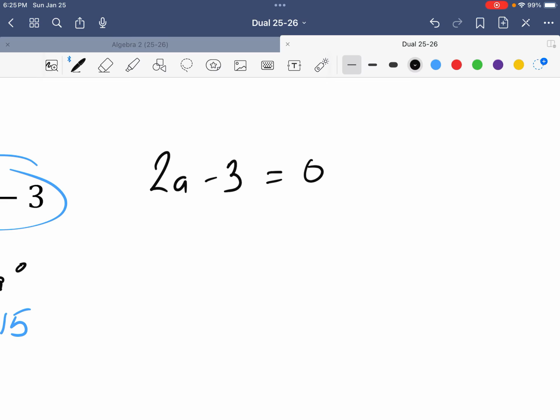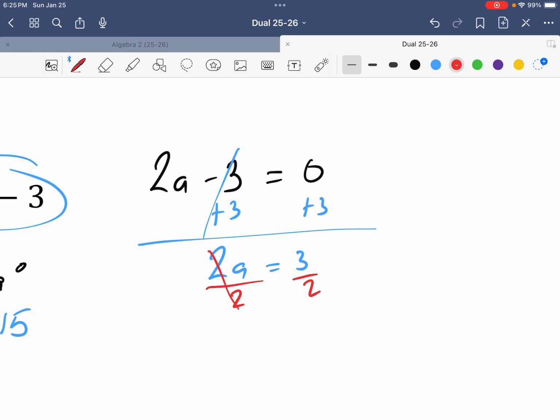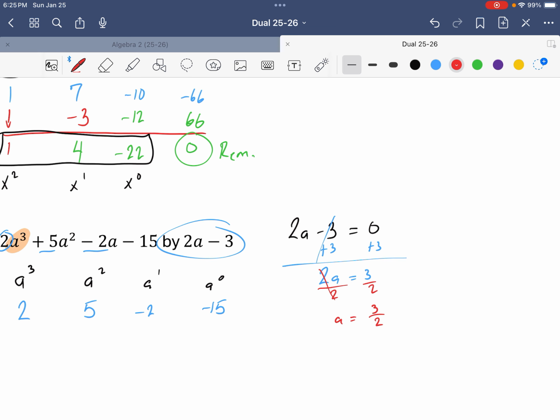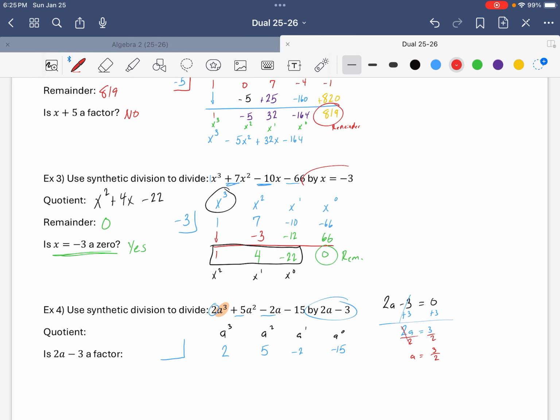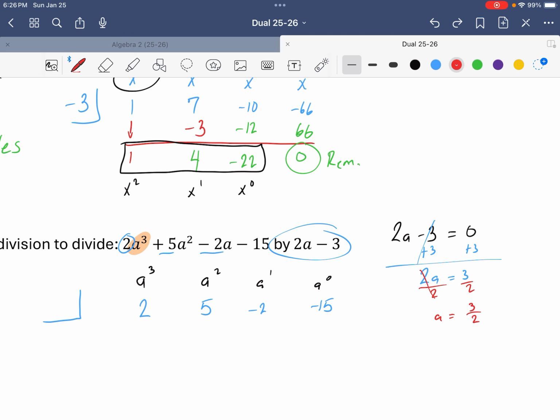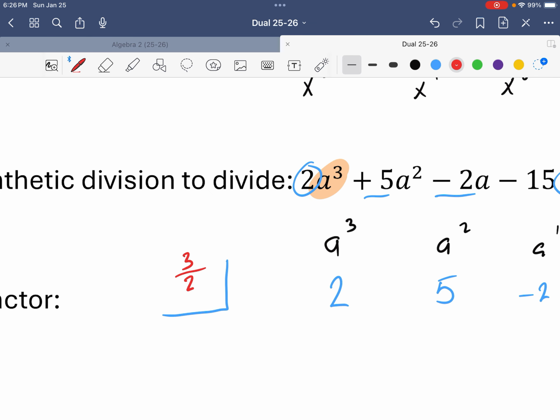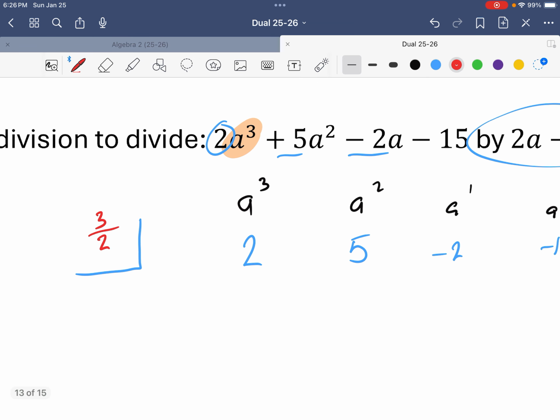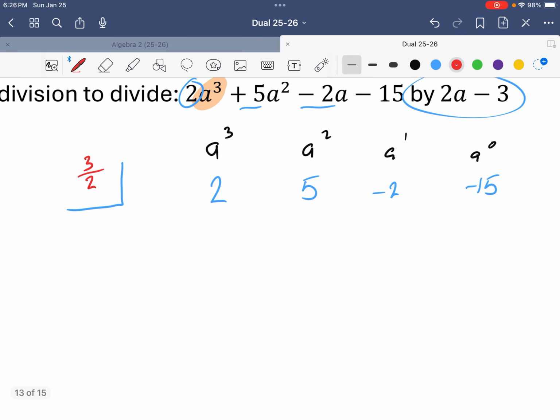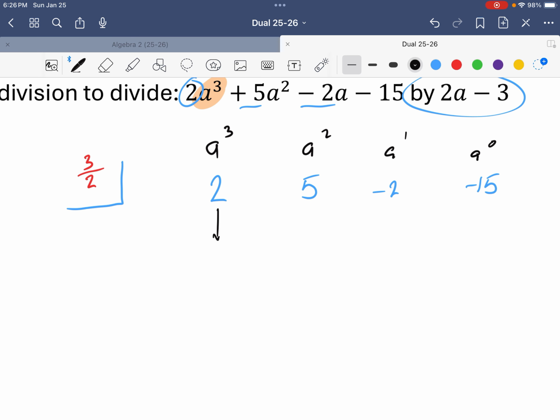I want to solve for a. So 2a minus 3 equals 0. Plus 3 to both sides. 2a equals 3. Get the a by itself, so divide by 2. So now we have a equals 3 over 2. There you go. Now we have what you had in number 3, where I just copied the number. So a equals 3 over 2. I'm going to put 3 over 2 right here. And yes, it's a fraction, but don't freak out. You know what I mean? It's not that bad. Bring down the 2.